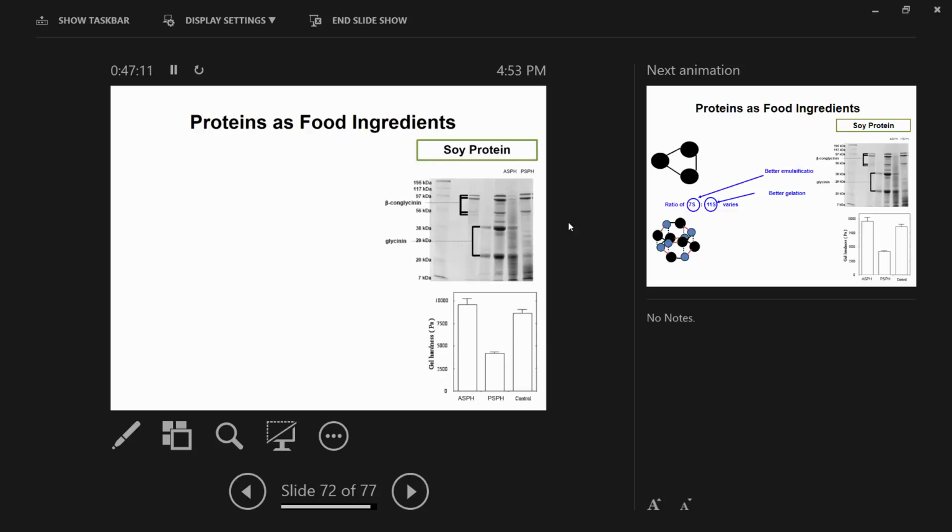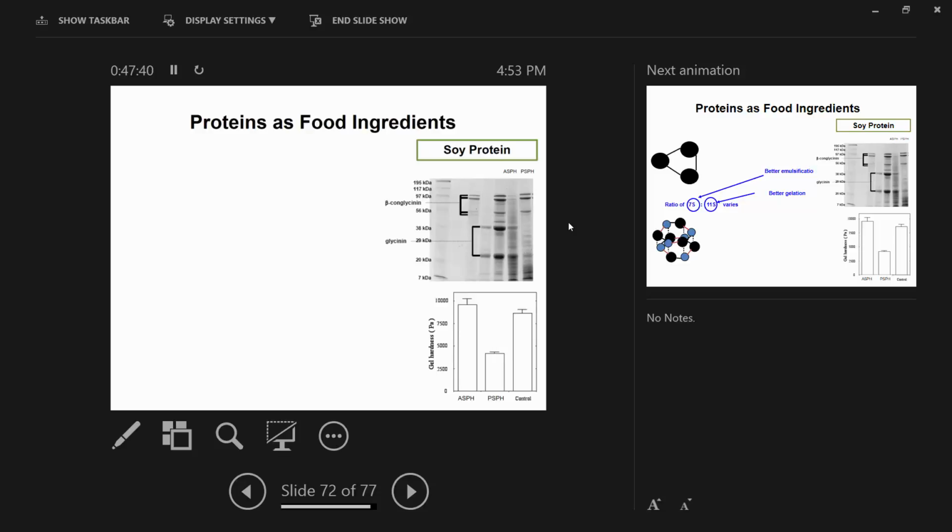So soy protein. I changed this slide a little bit to clarify. This is a soy protein isolate. This is SPH, which stands for soy protein hydrolysate, hydrolyzed with alcalase and hydrolyzed with pepsin. You'll see here that the alcalase hydrolyzed beta-conglycinin subunits and the pepsin hydrolyzed glycinin subunits.